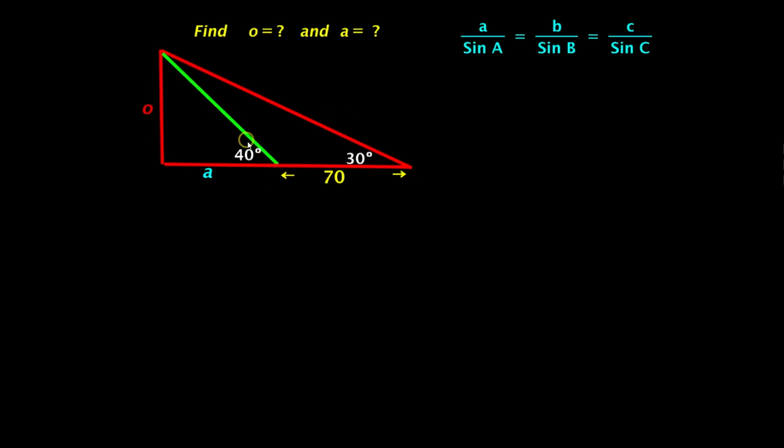And we have a side there. The green side is dividing the red triangle into a left side triangle and a right side triangle. No need to worry. Let's just make a plan and let's see how it goes.